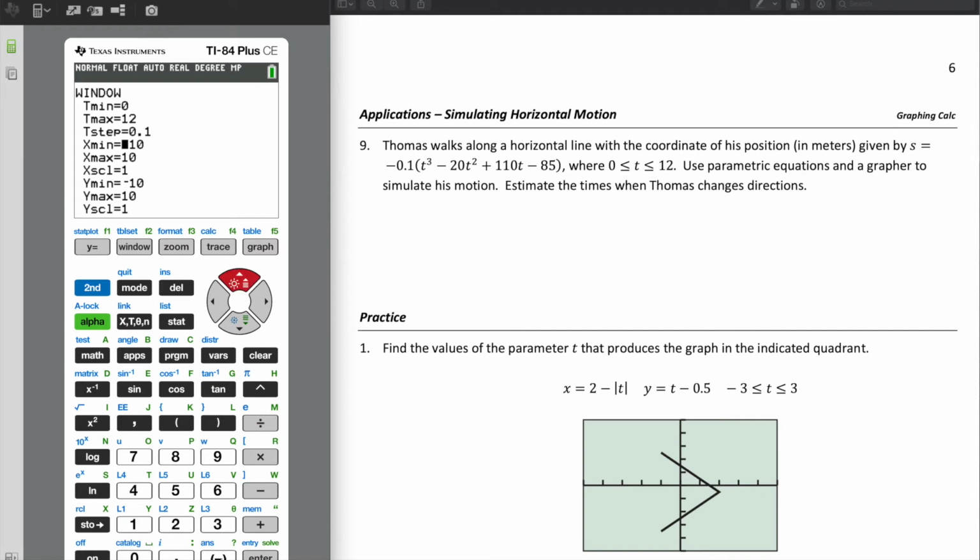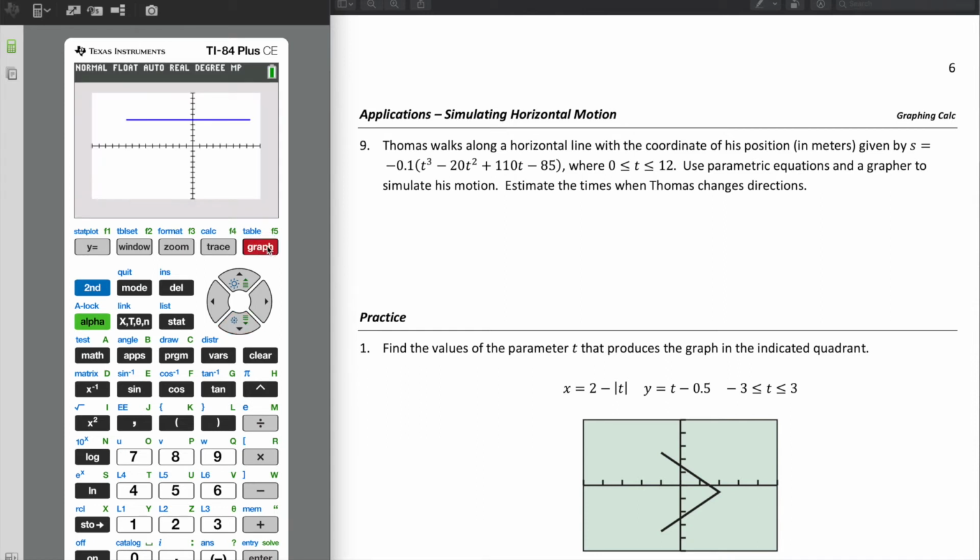I think we're also going to need to change the x-min. So I'm going to maybe make that negative 15. Let's leave the max as 10 and leave everything else the same, and we'll see if that works. So you hit graph. If yours is super fast like mine, it just immediately showed up, and that was that. So can't see anything else.